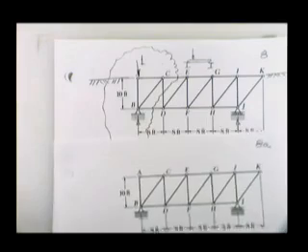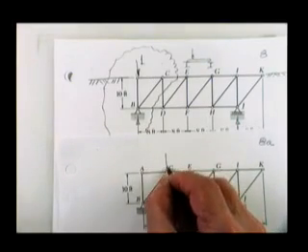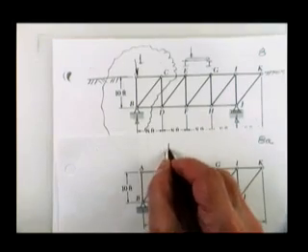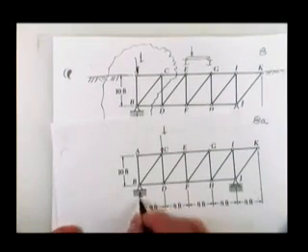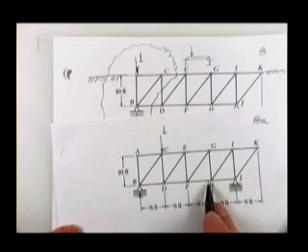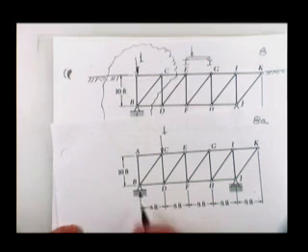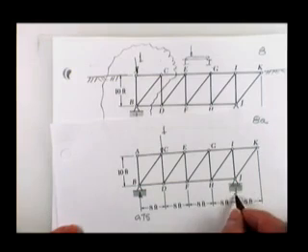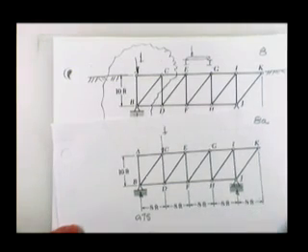All right, 8A, we'll move the unit load over. There'll be a 1. That'll cause a reaction. 1, 2, 3. 1, 2, 3, 4. That'll cause a reaction here of 0.75. And a reaction over here, I don't care. That's not in my free body.